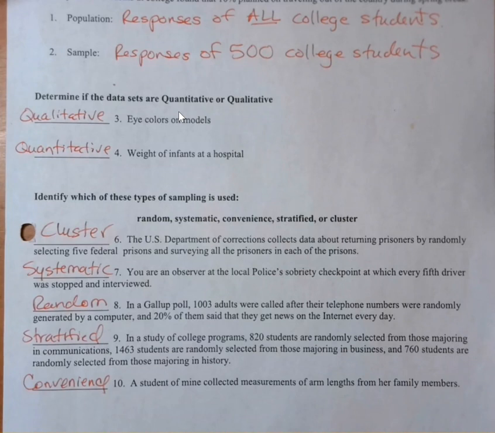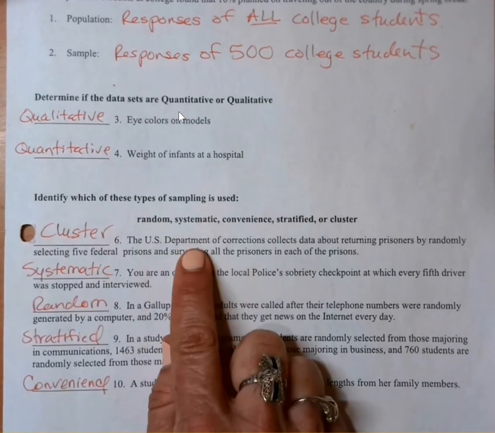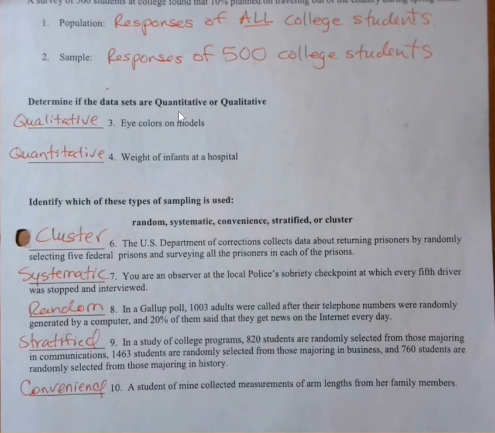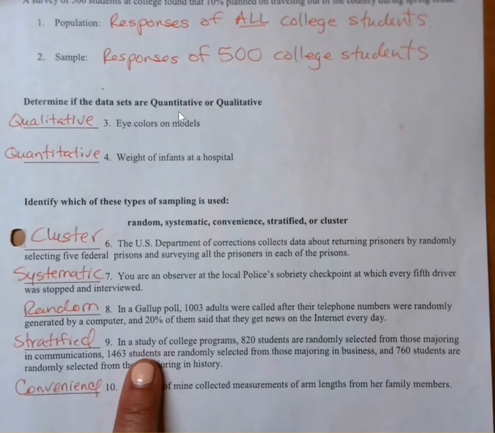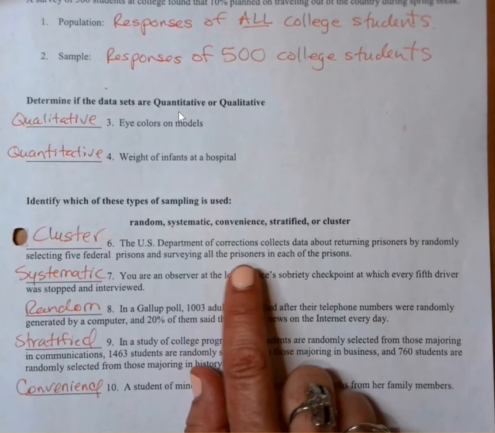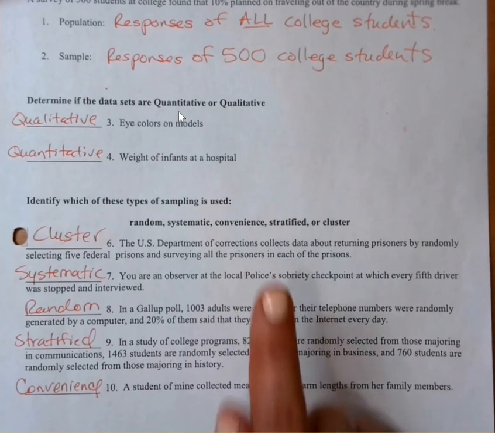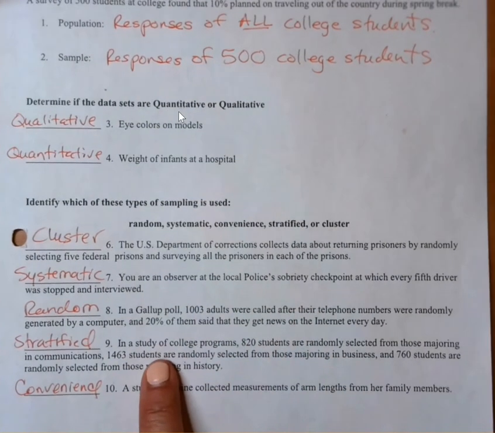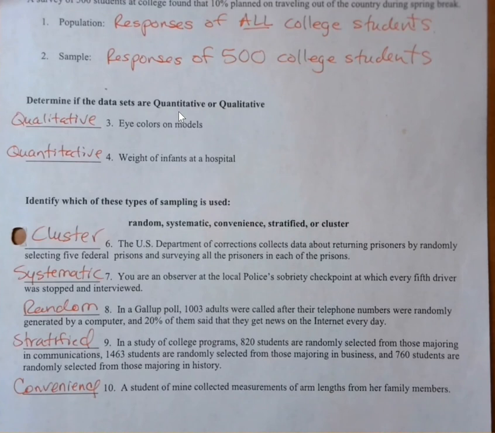So we grouped, just like in cluster, here we have groups of prisons, and in number 9 we have people grouped up by major, but this one is stratified because we're only getting some of the people out of each major. Whereas in number 8 we got all of the prisoners from the 5 groups. So here we only had some of the prisons and took all the prisoners out of the prisons. Here we had all of the majors but only took some of the students out of the majors. So those two are similar.